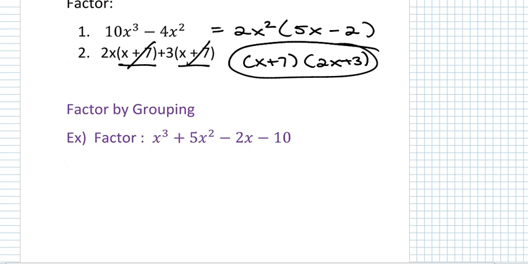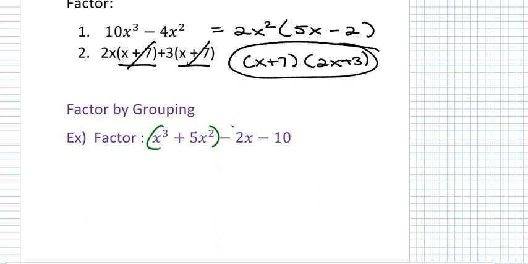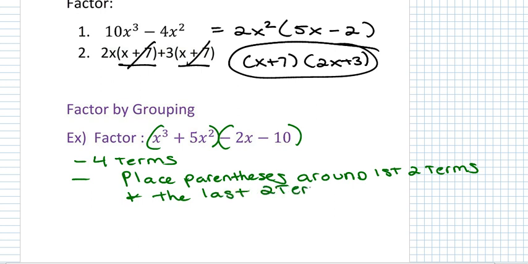Whenever you have 4 terms, there's something that you're going to do. It's called factoring by grouping, which means you're going to group the first 2 and the last 2. So whenever you have 4 terms, you're going to place parentheses around the first 2 terms and the last 2 terms. So that's what I did there. Then you're going to factor out what they have in common.